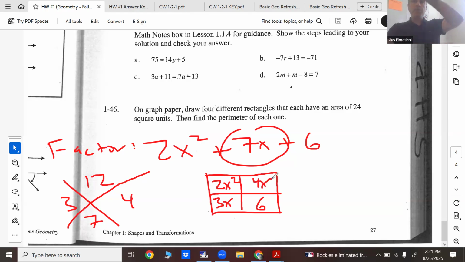Look at the first row. What's common between those two terms in the first row? More than that. Yeah, 2x. Right? Then what do I multiply 2x by to get 2x squared? Right. And then what do I multiply x by to get 3x? What do I multiply 3 by to get 6? Done. Factored. 2x plus 3, x plus 2.